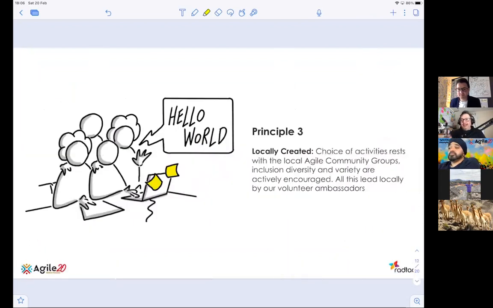Locally created. What I liked about this was Teams, laptop, so they're in one place, but they're seeing the world. Again, hello world, such a great phrase. It's the first thing we learned to program. And they're accessing it through the laptop.